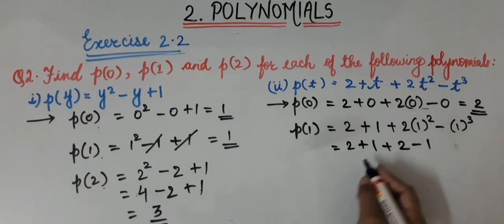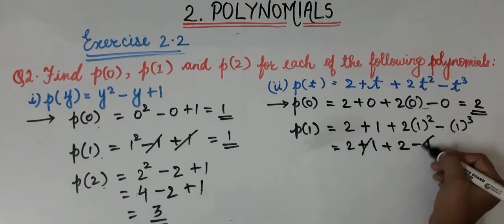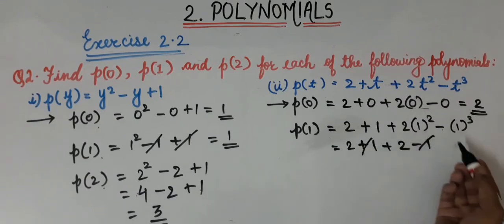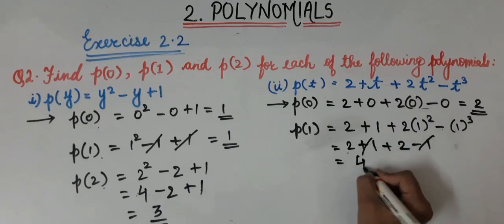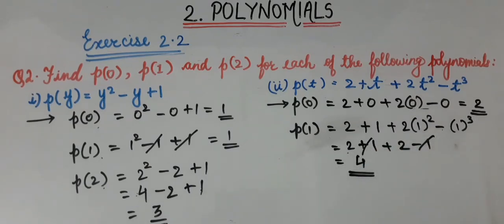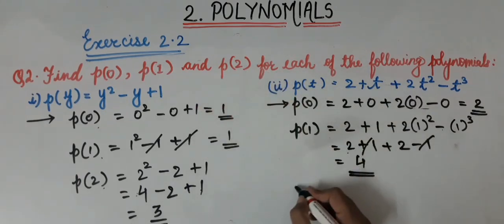So plus 1 minus 1 cancel, or plus 1 minus 1 is 0. 2 plus 2, what remains? 2 plus 2 is equal to 4. So P of 1 is equal to 4 for this polynomial. Now what is asked? Find P of 2.